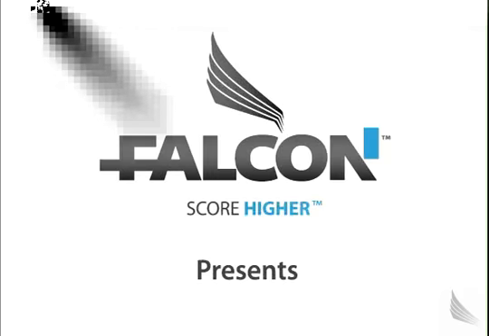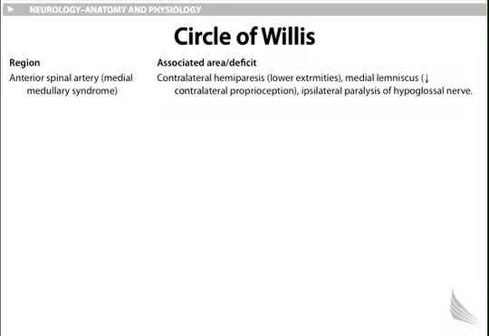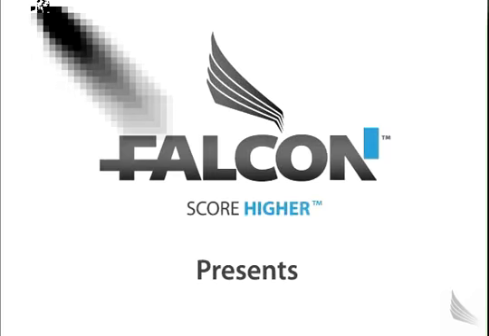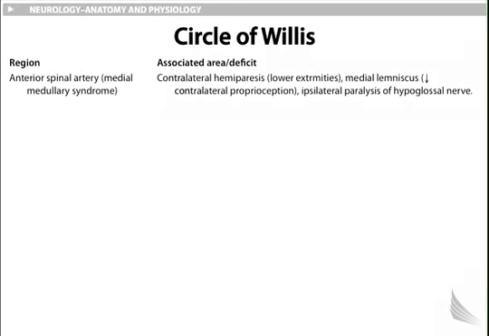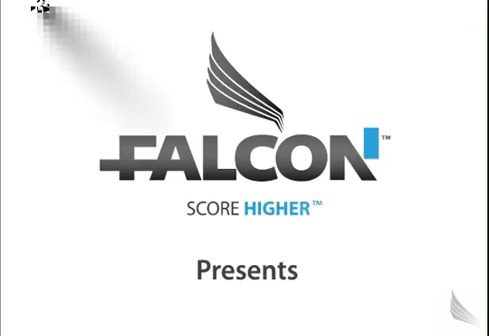There are a number of clinical correlations with particular vascular lesions that are worth knowing. Here are several important clinical correlations. Lesions of the anterior spinal artery can cause medial medullary syndrome, which consists of a contralateral hemiparesis, mostly of the lower extremities, lesion of the medial lemniscus causing a decreased contralateral proprioceptive sense, and ipsilateral paralysis of the hypoglossal nerve.